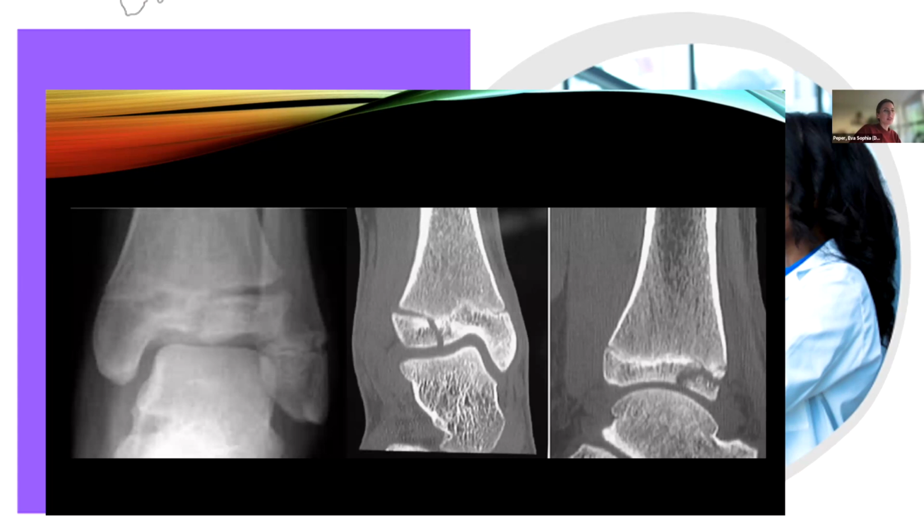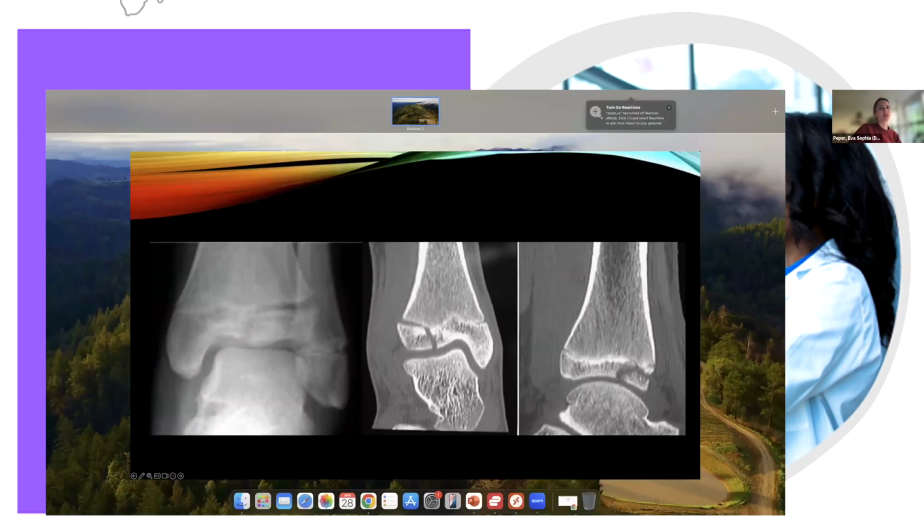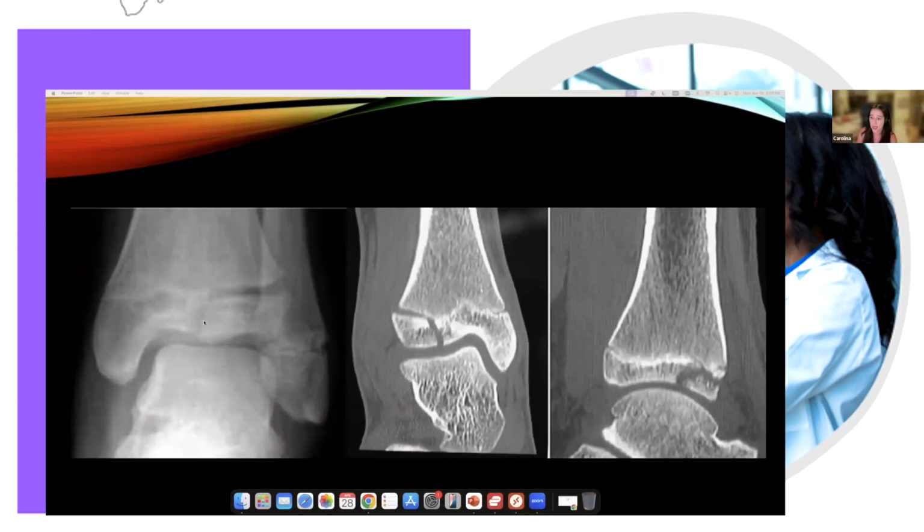Okay, thanks a lot. There is another question in the chat: what is the difference between a Tillaux and a Salter type 2 fracture? A Tillaux is actually a Salter-Harris type 3, because type 2 is just through the physis and the metaphysis only. Physis through the epiphysis is a type 3. So type 2 is physis and metaphysis. Type 3 is physis and epiphysis. And a type 4 is through the metaphysis, physis and epiphysis.